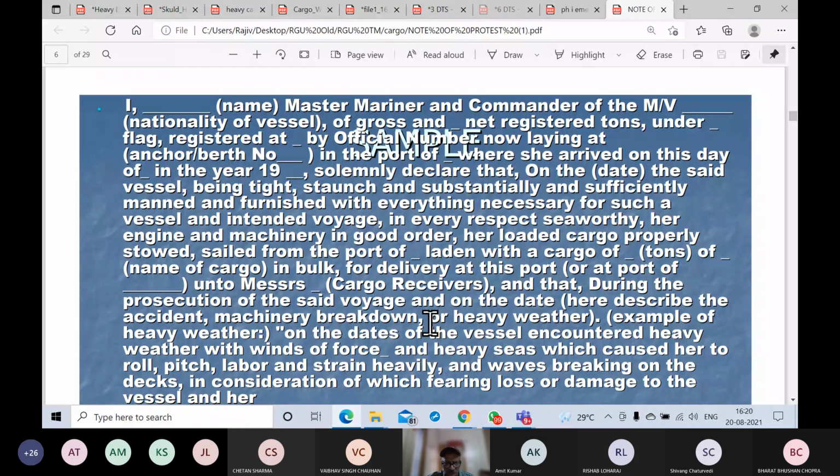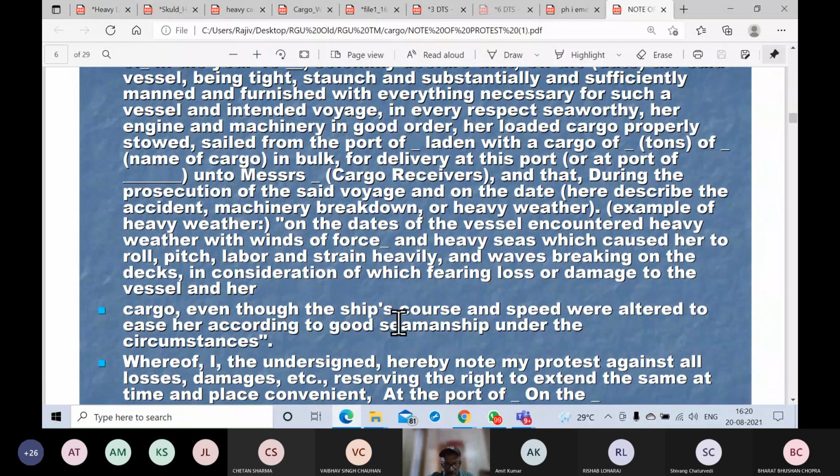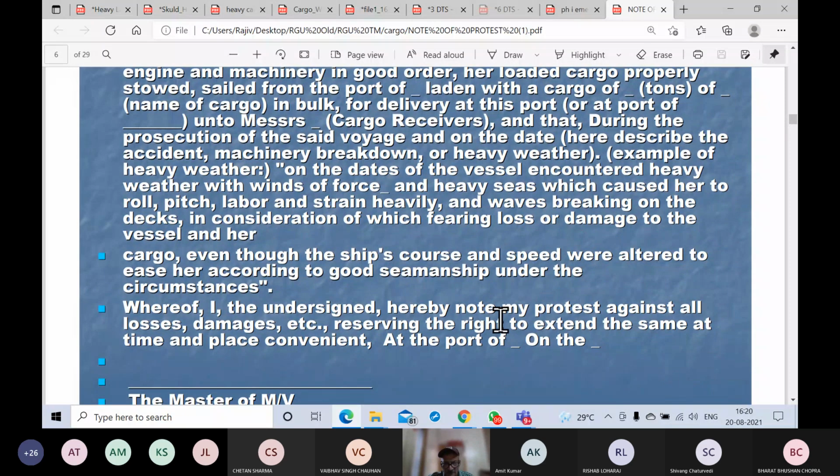This is actually telling you that the vessel encountered heavy weather, for which he fears damage, fearing loss or damage to vessel and her cargo. Even though, note this line, even though the ship's course and speed was altered to maintain good seamanship, I hereby note protest against all losses and damages which may have been suffered during this voyage. This is NOP, note of protest. And note this line, reserving the right to extend the same at a time and place convenient to the vessel.